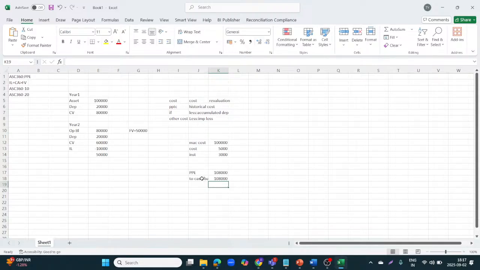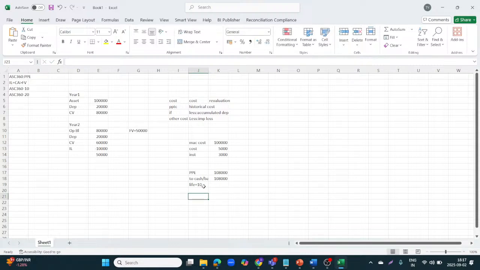Now, what will be the depreciation entry? Suppose your cost of machinery is 1,08,000, and there is no residual value. Suppose the useful life is 10 years. Life of the asset is equal to 10.